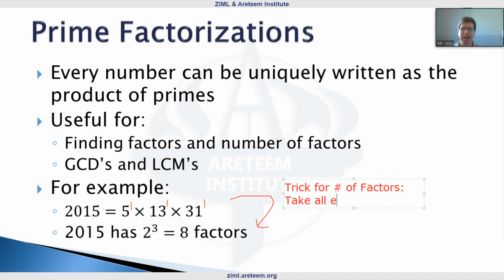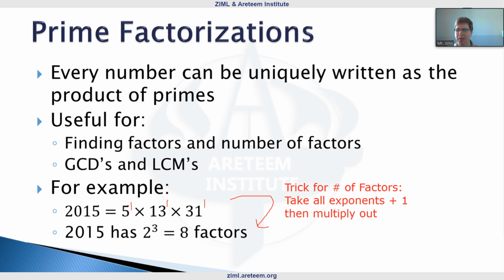You take all the exponents and then you add 1 to them. So every exponent plus 1, and then you multiply out. So here, where does this 8 come from, or where does this 2 plus 1 come from? This 2 plus 1 is really a 1 plus 1 for the 5. Then we have the exponent plus 1 for the 13, 1 plus 1, and 31 is a 1 again, so 1 plus 1 there. So that is giving us our 8 for this trick for calculating the number of factors.